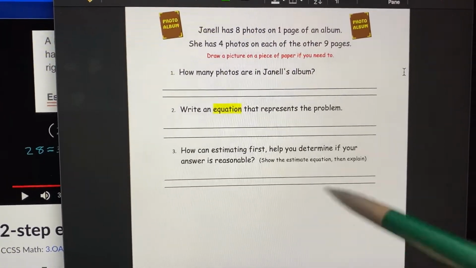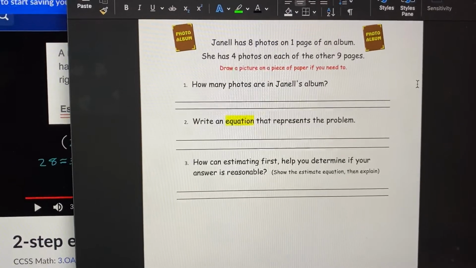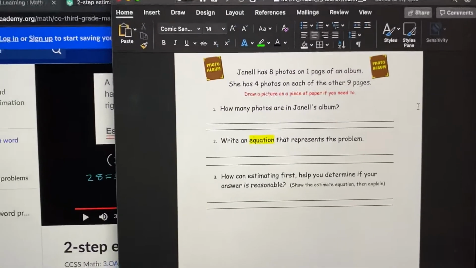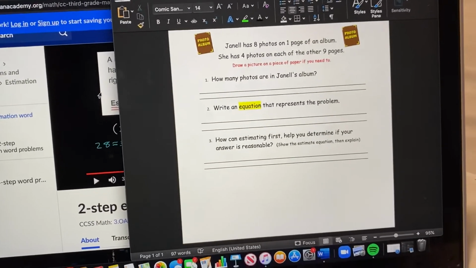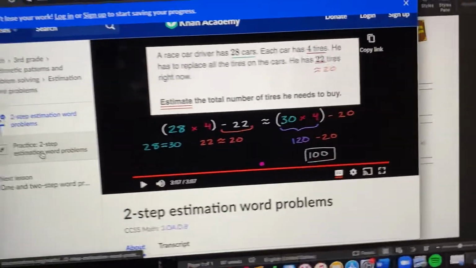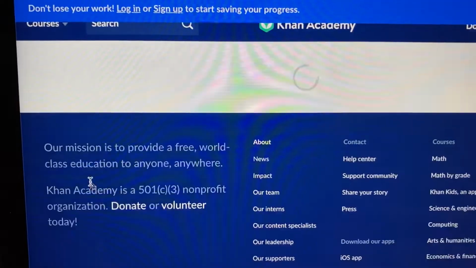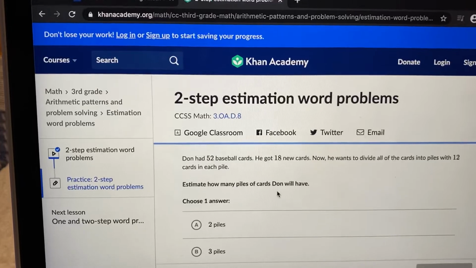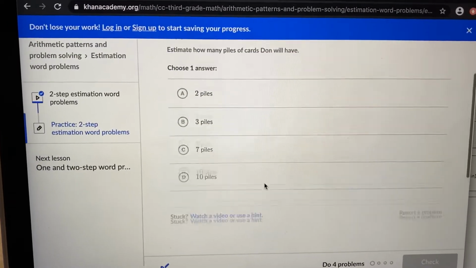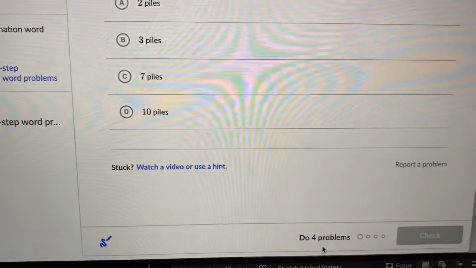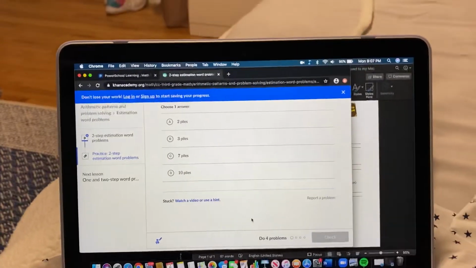But just remember, if you want to look back on the previous video about order of operations, I would definitely look at that. And there's also practice right here with the 2-step equation word problems. And you can do some practice on there. It's 4 problems. It's like a little mini quiz. And that's pretty much it.